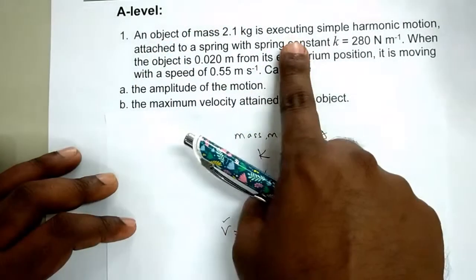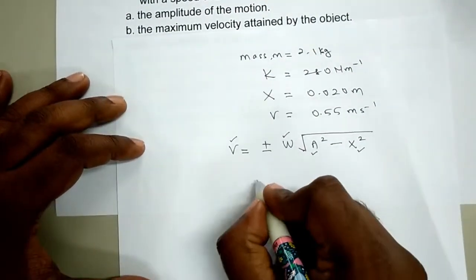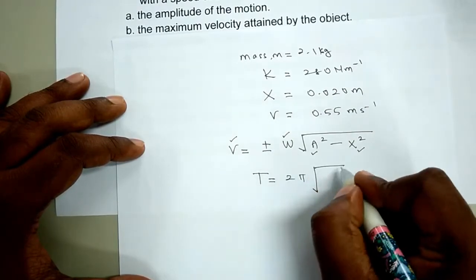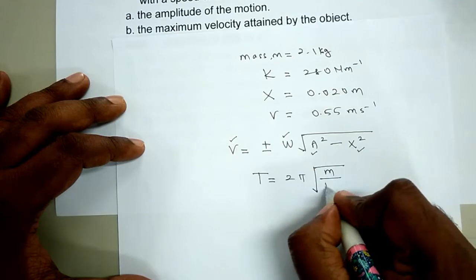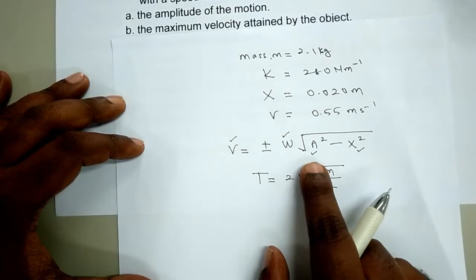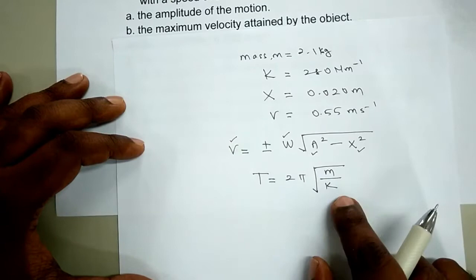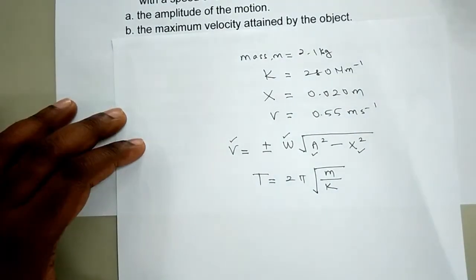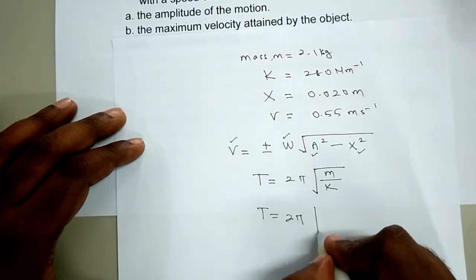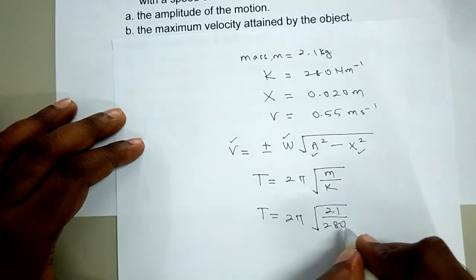An object executing simple harmonic motion attached to a spring has period T equals 2 pi square root of mass over spring constant. Just to make you memorize the formula. So T equals 2 pi square root of 2.1 divided by 280 newton per meter.